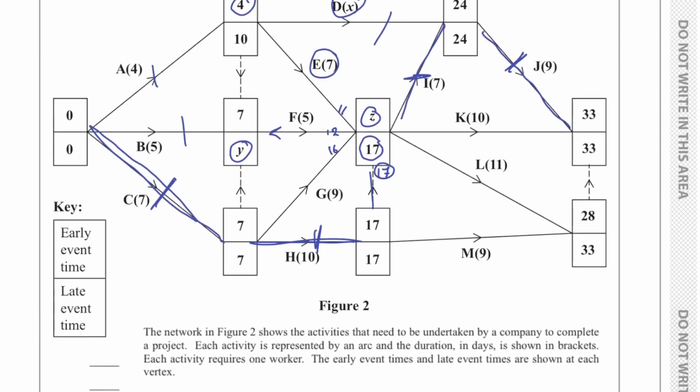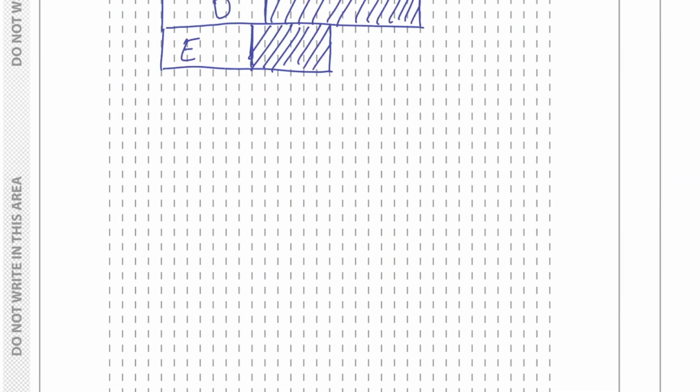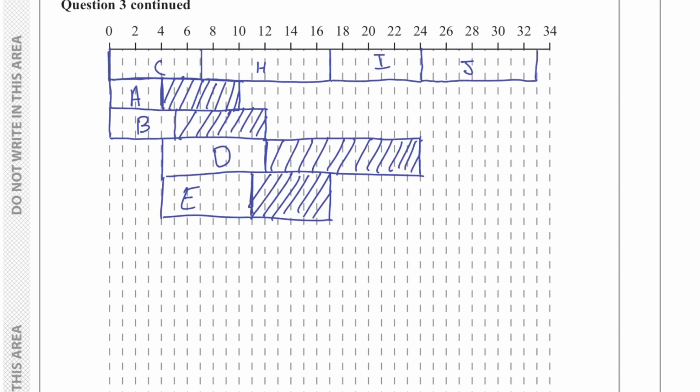Now we want to do F. F is going to start at 7 and it's going to end at 17, and it has a duration of 5. So 7 plus 5 is going to end at 12. So this is F. And the rest is going to get shaded because it's float.